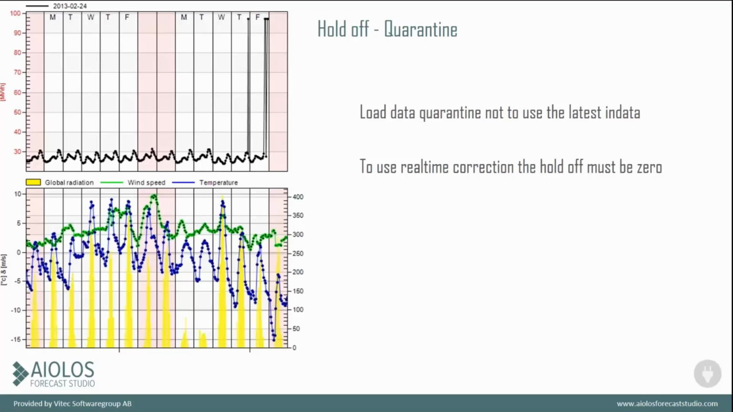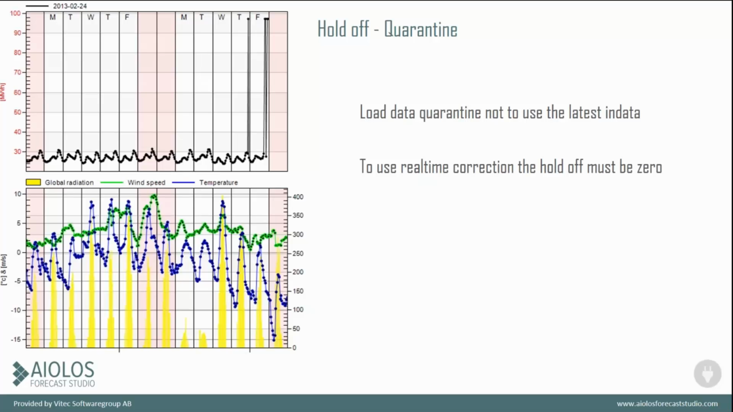We also have hold off quarantine, meaning that if you want to, you can import data that you're not certain is good, maybe immediately, and then you can set your hold off. You can say, for example, that the latest 2 days is probably bad data, so I don't want the model to look at the newest or the latest day. And if you use real-time correction, the hold off must be 0.